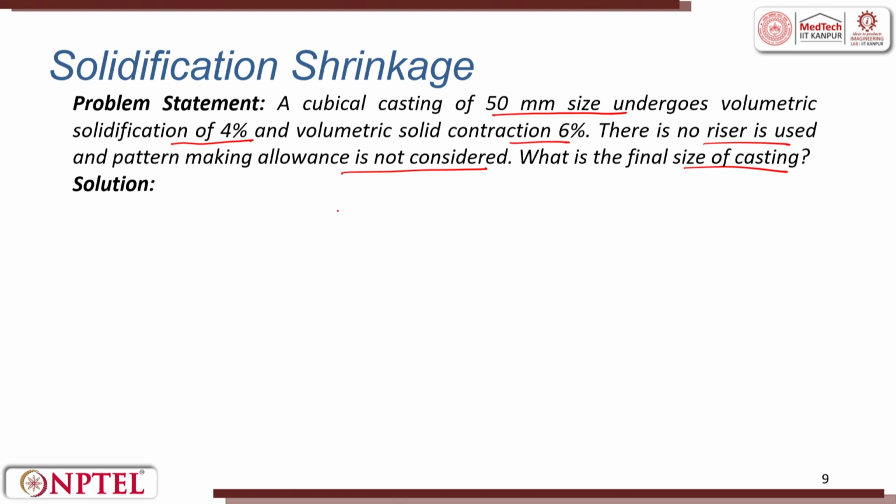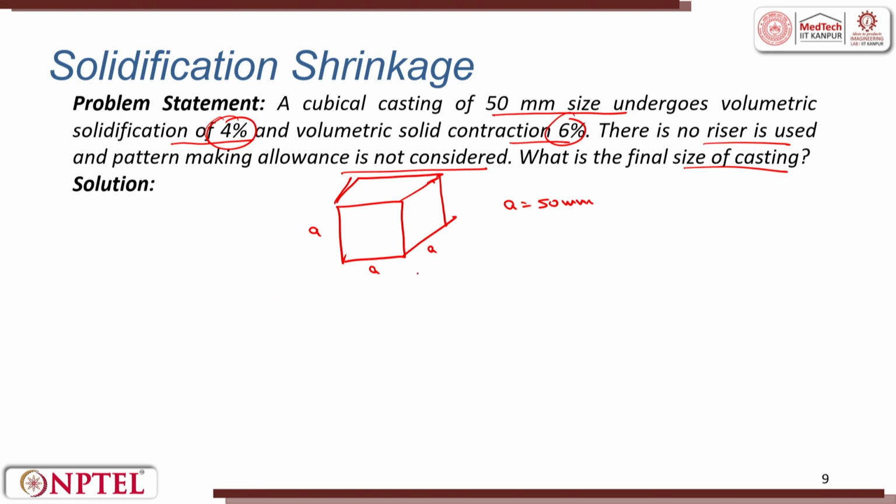So, there is a cubical block. If I suppose draw this block as a cube with all the sides equal, let me say side is A, all the sides are A only. So, it is given A is equal to 50 millimeters and 4% shrinkage, 6% in solid contraction. So, 4% is solidification shrinkage, 6% is solid contraction. Just try to solve this problem. I will just give you a hint here and I will just give you the final answer.